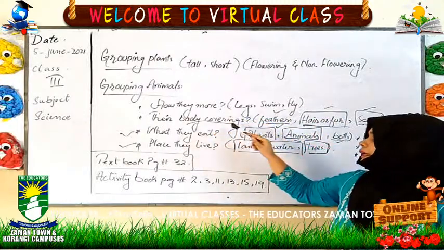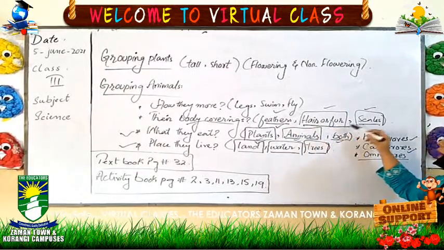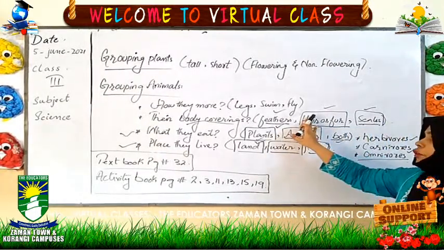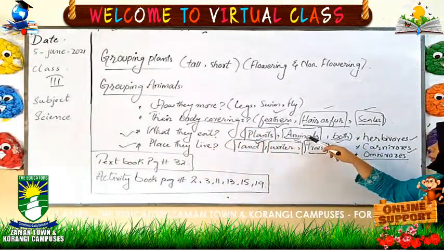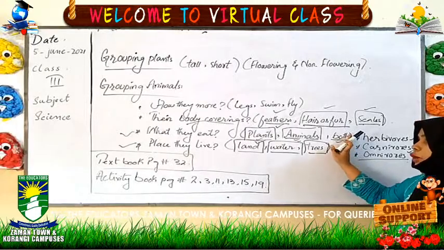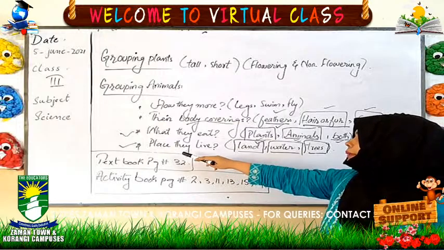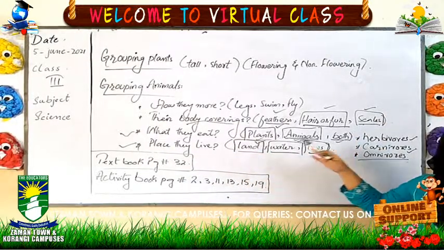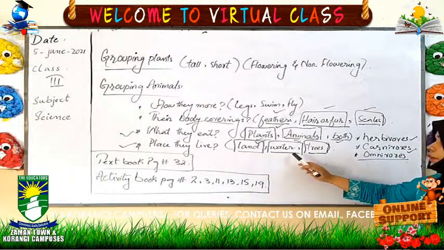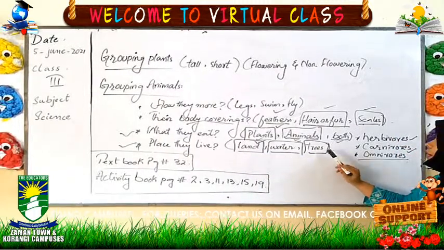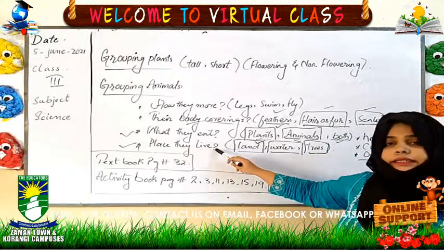Okay. The body covering, we have discussed the body covering: feathers, hair or fur and scales. Again 3 groups for body covering. What they eat: plants, animals or both. So again 3 groups for their food. Now the place they live, their habitat, we have discussed. Some animals used to live on land, some used to live on water, some used to live on trees. So we again make 3 groups for this purpose, that we are discussing their habitat.